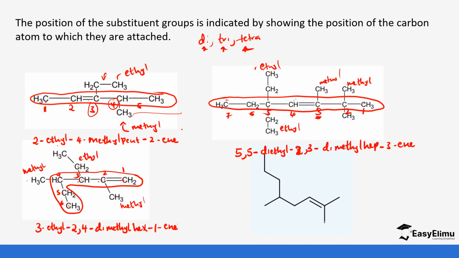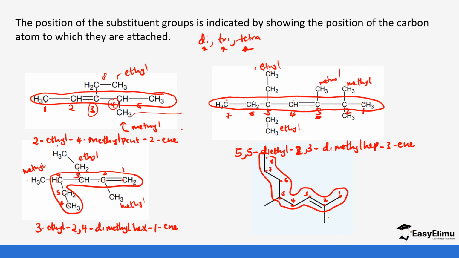So first we identify the longest chain, and it needs to have the double bond. So you can start from 1, 2, 3, 4, 5, 6, 7, 8. That's the longest. So whatever I circle is the longest chain with 8 carbons. And then when you start numbering, you start from this side so that you can give this double bond the lowest number. So it will be 1, 2, 3, 4, 5, 6, 7, 8.